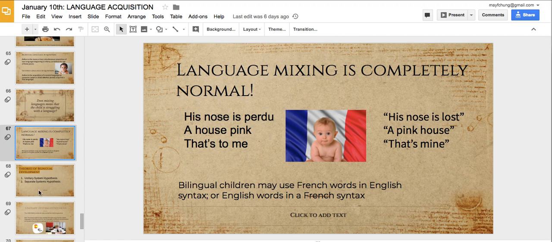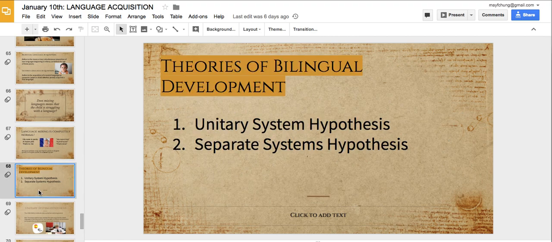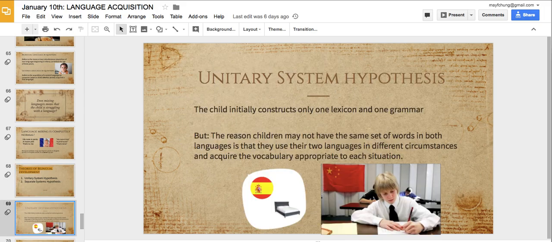So there are different theories of bilingual language development. There's a unitary system hypothesis and the separate systems hypothesis. The unitary systems hypothesis says that the child constructs only one lexicon and one grammar. But the reason why children may have different sets of words is because they use these languages in different circumstances, and they acquire the vocabulary appropriate to each situation.